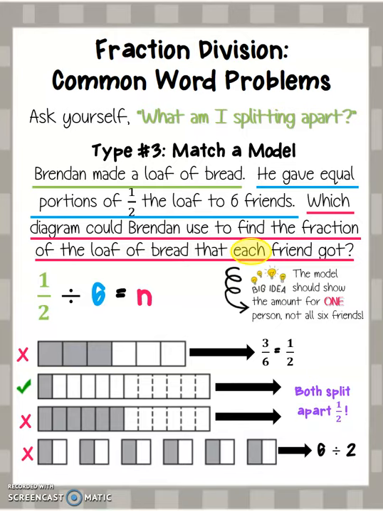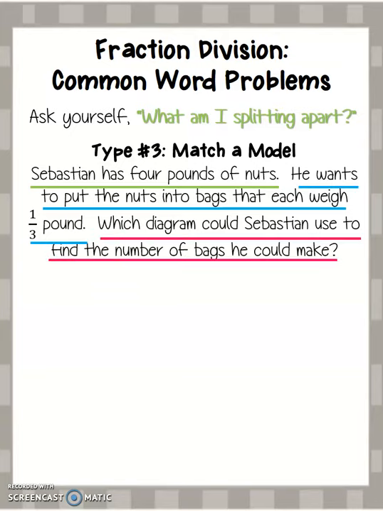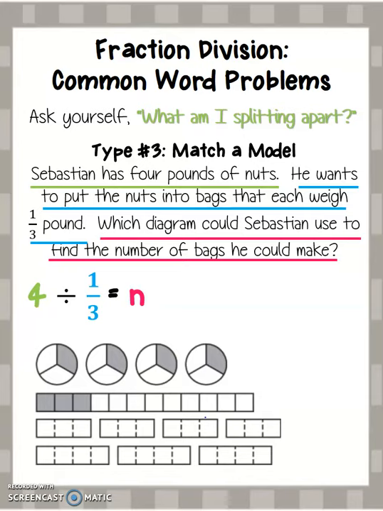Let's take a look at one more match a model question. This one says, Sebastian has 4 pounds of nuts. He wants to put the nuts into bags that each weigh 1/3 pound. Which diagram could Sebastian use to find the number of bags he could make? So again, let's go line by line and write an equation first. I know Sebastian has 4 pounds of nuts, and he wants to put the nuts into bags that each weigh 1/3 of a pound. That tells me that in order to find the diagram that matches, I need to split apart the 4 pounds of nuts into bags that are 1/3 of a pound each. So I'll write the equation 4 divided by 1/3 equals n. Now I can use that to help me match one of these 4 models.